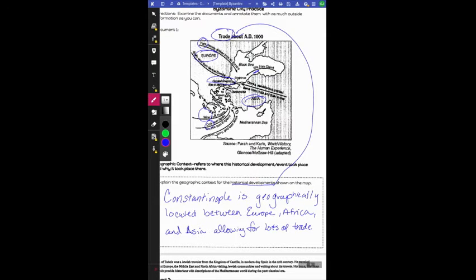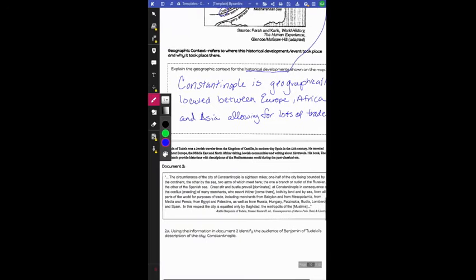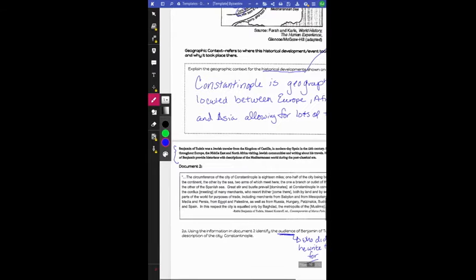Okay, so for the second question, this is a document, and for document 2, it's always a sourcing document. It says, using the information in document 2, identify the audience of Benjamin of Tudela's description of the city of Constantinople. So audience. Who did he write this for? The first thing we should look at is up at the top. This information is context information that they are giving you. It's always important to read.